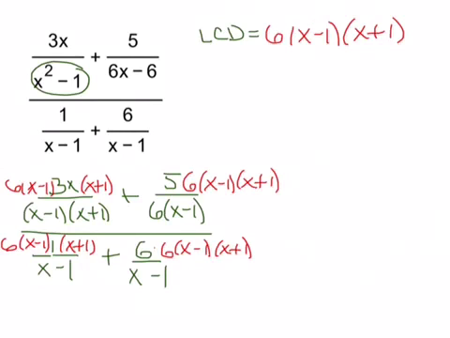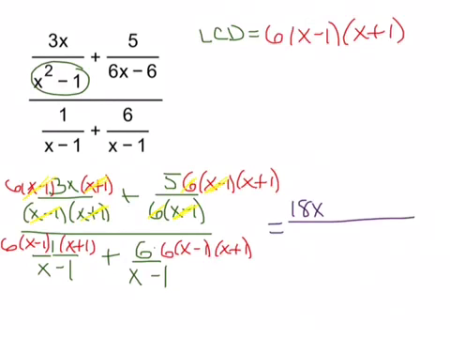So I'm going to get a yellow pen to start canceling. In this first fraction, the x minus 1 cancels with the x minus 1. The x plus 1 cancels with the x plus 1. And what we're left with in the first fraction is just 6 times 3x, or 18x. Okay. In the second fraction, the x minus 1's cancel, and the 6's cancel.